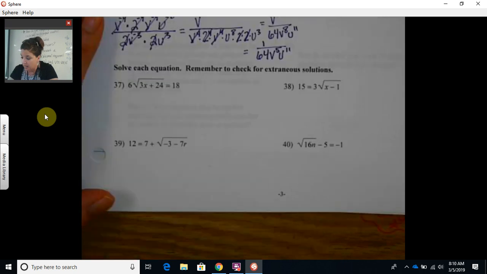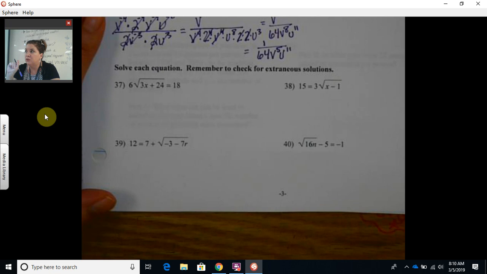Remember, next set, 37, 38, 39, 40. When you're solving radical equations, you have to get the radical isolated before you can get rid of the radical, okay? So look at 37. Is 6 being added to the radical or multiplied? So how will we get rid of that? Divide by 6.